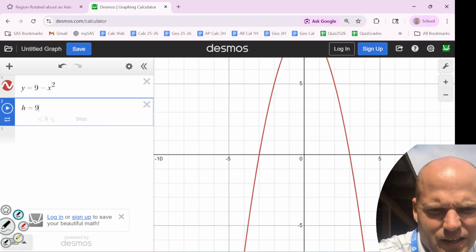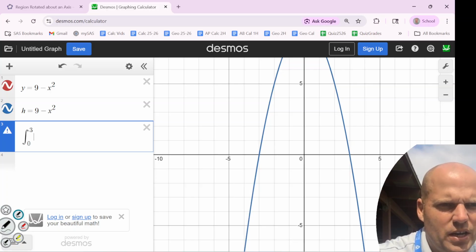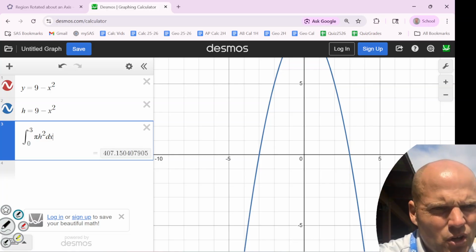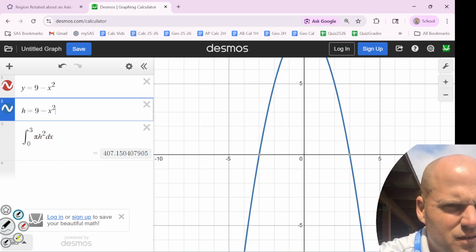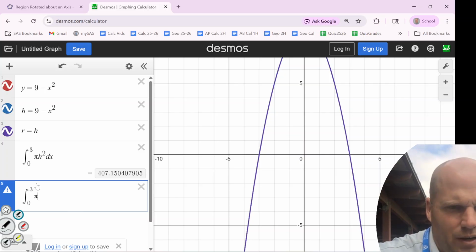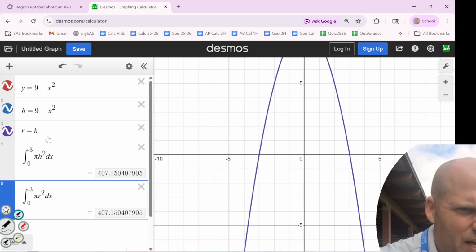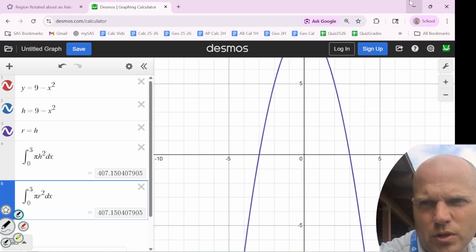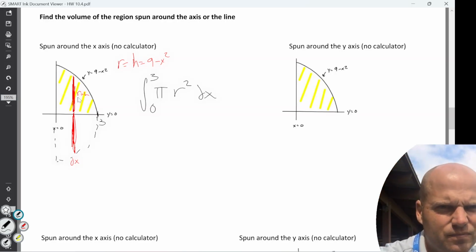You could say, well, my height is 9 minus x squared minus 0. Y equals top minus y equals bottom. I could sum up from 0 to 3 pi h squared dx. You could also say r equals h. You could say, let's sum up my pi r squareds, h's. Get the same answer. Kind of moving with the h or the r. I don't care, whichever one you want to use, as long as you understand that height becomes a radius of a circle.